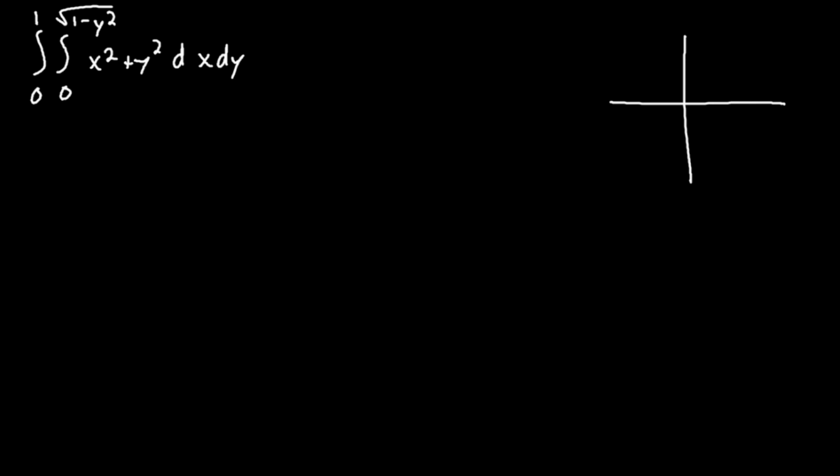First problem is the integral with this bound here. Square root of 1 minus y squared and 0, and 0 and 1, of our function x squared plus y squared for dx dy. So turn this into a polar coordinate integral. How do you do that? Well, let's go ahead and draw our graph. So 1 minus y squared looks something like this. I think it's this. Yes. Square root of 1 minus y squared is the semi-circle, the right half of your circle.